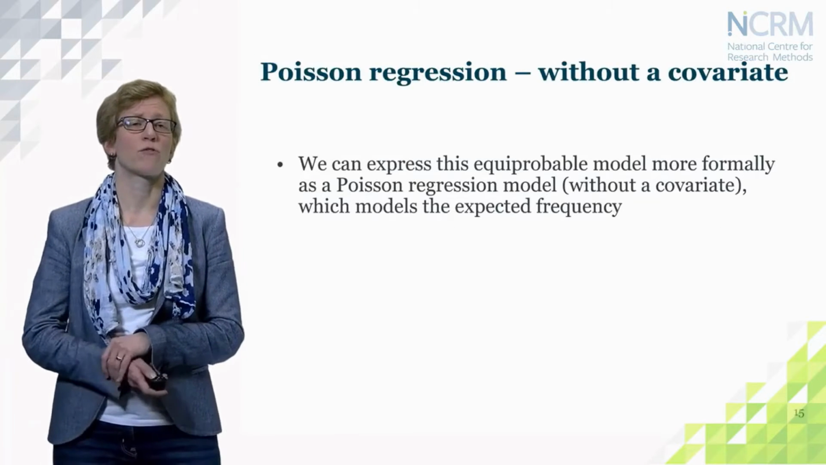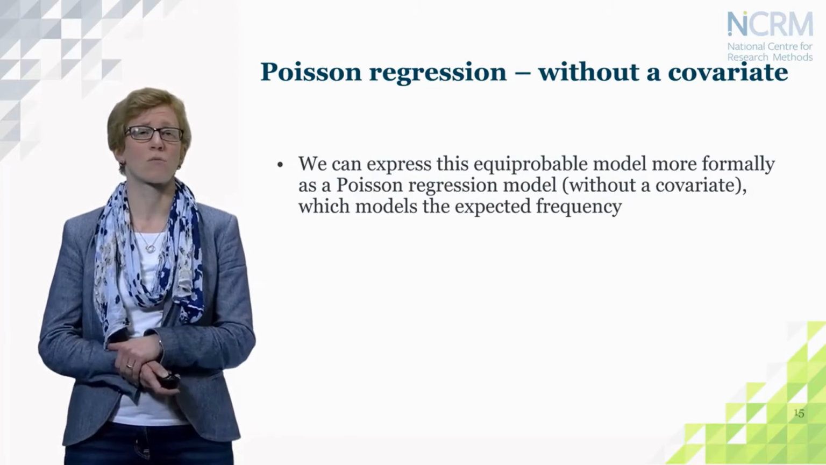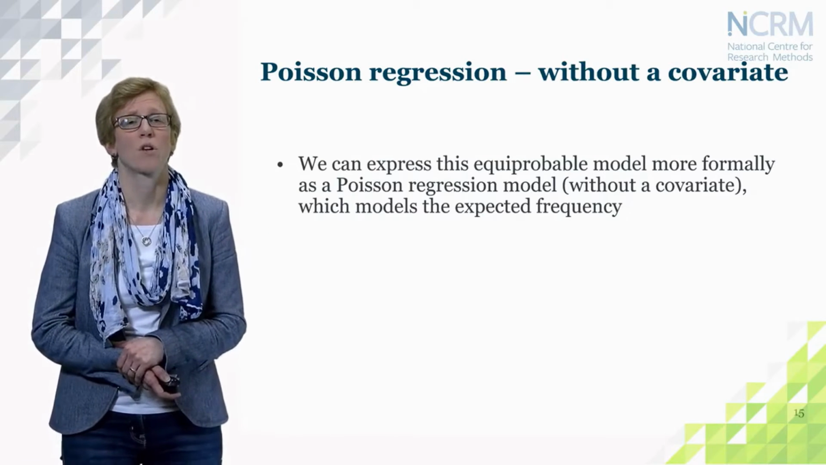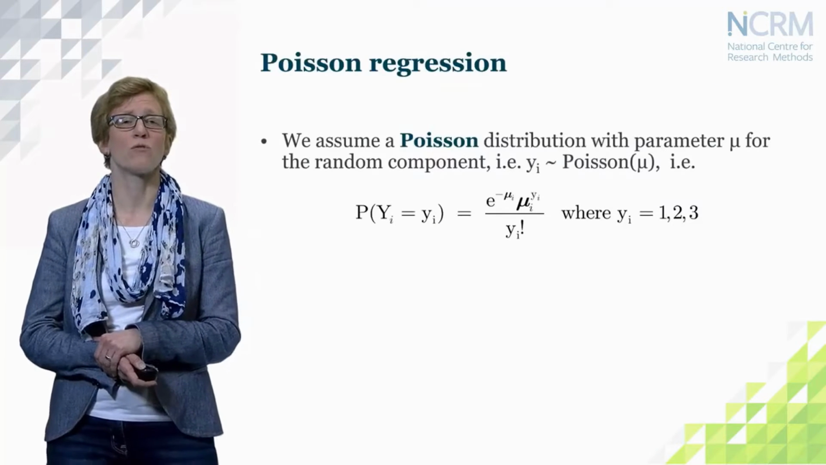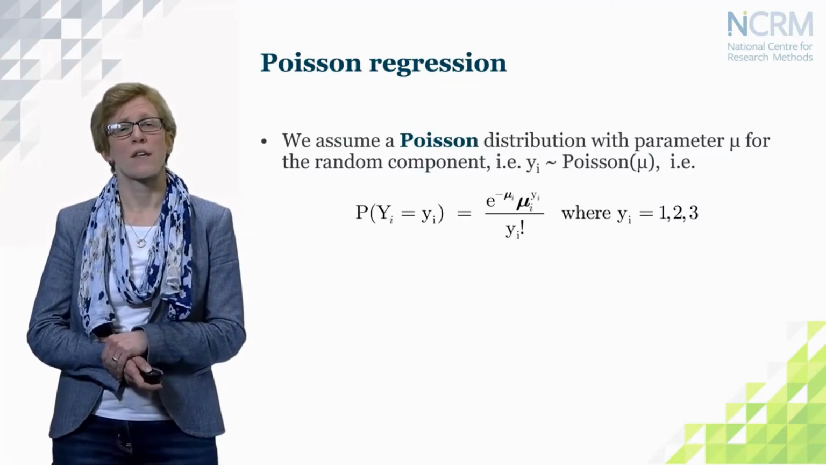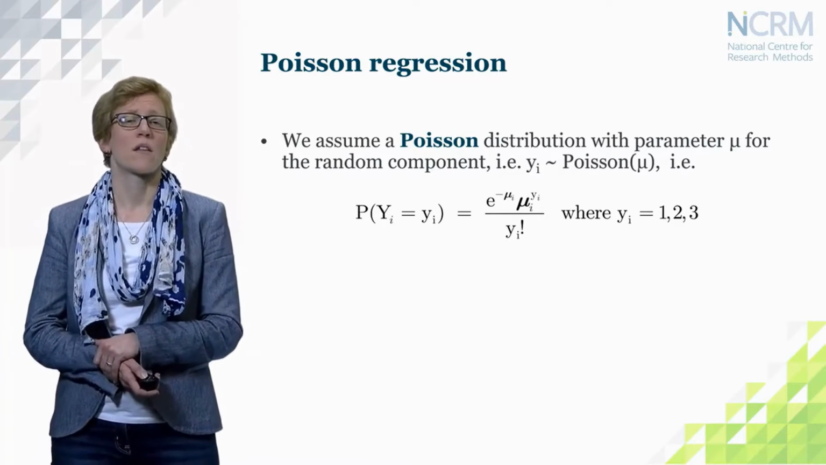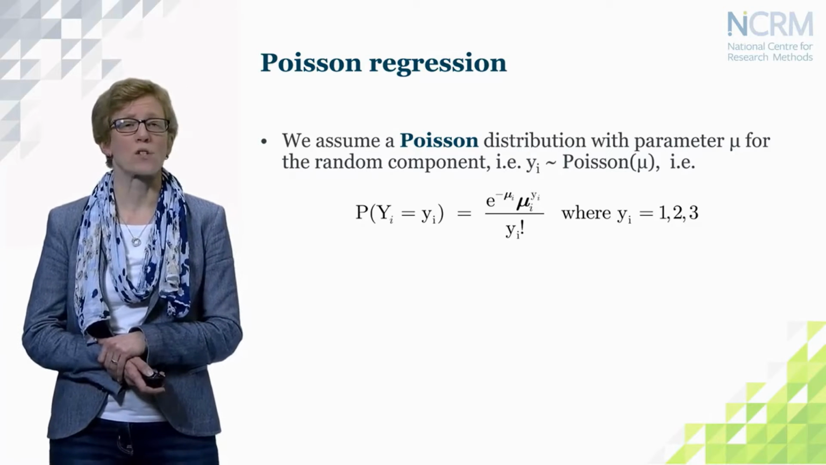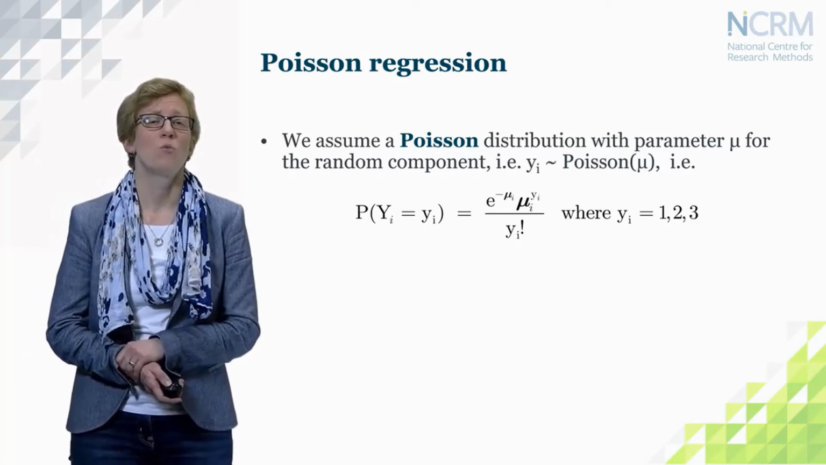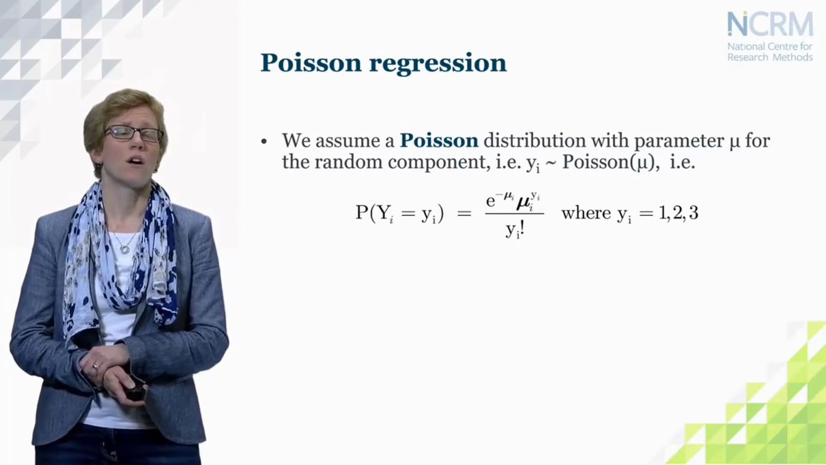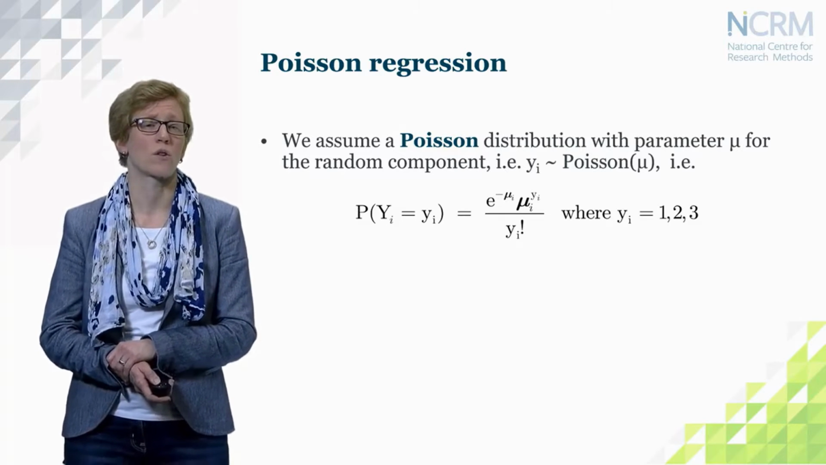Just thinking about this a bit further, basically we can now express the equiprobable model more formally as a Poisson regression model without a covariate, and that models the expected frequencies. So basically we assume a Poisson distribution with parameter mu for a random component. That means the response variable y follows a Poisson distribution, using the exponential function, with mu the parameter of interest, and y the outcome variable of interest, where y is simply the count variable 1, 2 and 3 and so on.